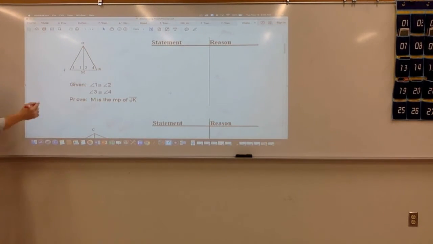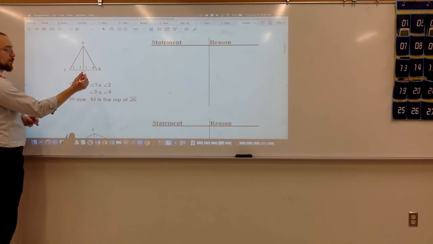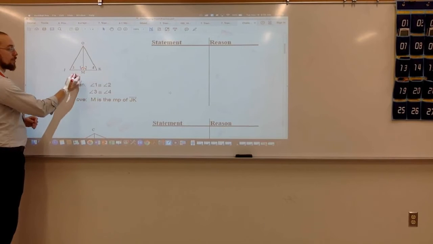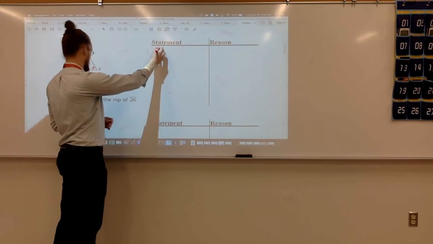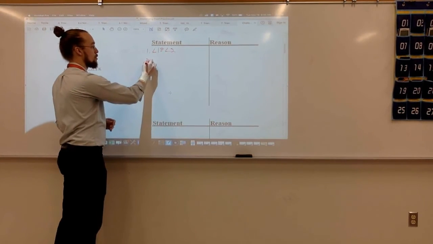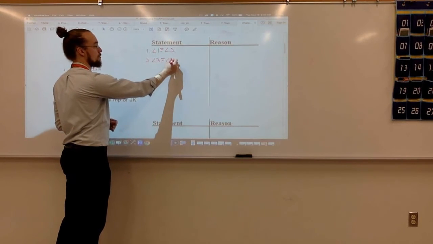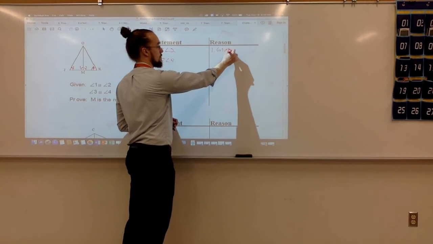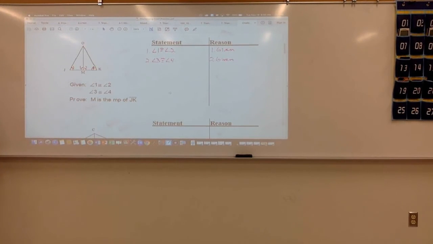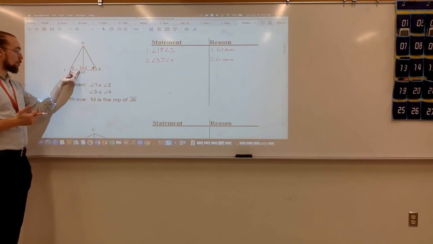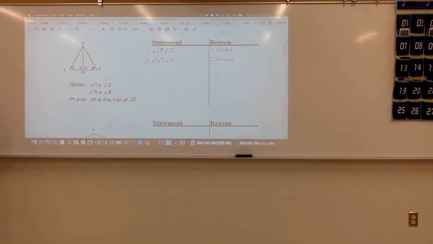Alright, so I'm given two pairs of congruent angles. Right? I'm given that angle 1 and angle 2 are congruent, and angle 3 and angle 4 are congruent. So that's pretty nice right off the bat. So angle 1 is congruent to angle 2, and angle 3 is congruent to angle 4. Okay, so my ultimate goal is to prove that M is the midpoint of JK. Okay, well, to get there, I'm going to have to prove that these two segments are congruent, right? Segment JM and segment KM. Well, to get there, I'm going to have to show that these triangles are congruent.